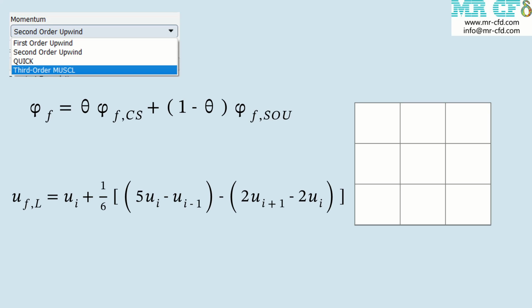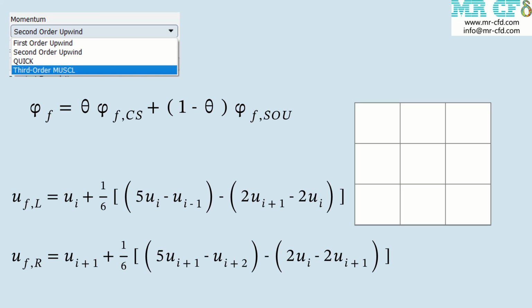For the velocity on the left side of the face, UL, the formula is UL is equal to UI plus 1/6 of 5 UI minus UI minus 1 minus 2 UI plus 1 minus UI. Similarly, for the velocity on the right side of the face, UR, the formulation involves using values from three cells, I, I minus 1, and I plus 1. The exact formula might vary depending on the specific method being used, but typically it similarly uses linear or quadratic interpolations.